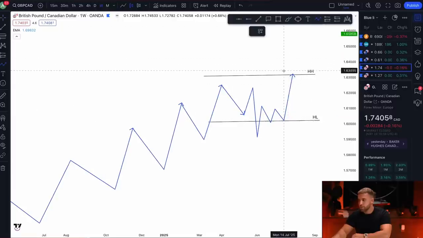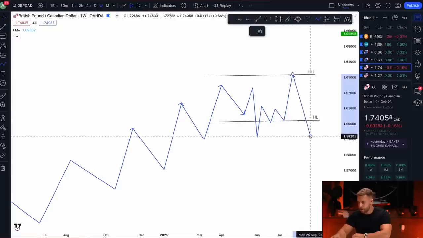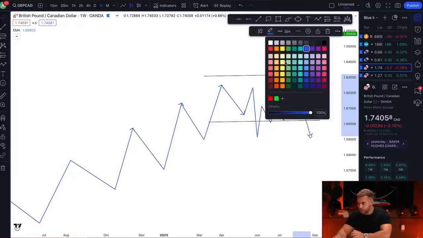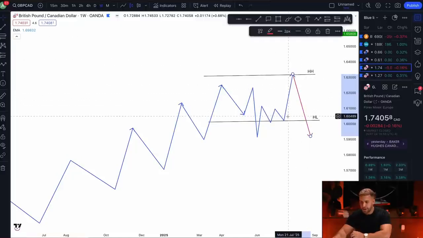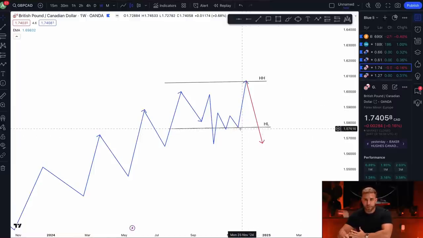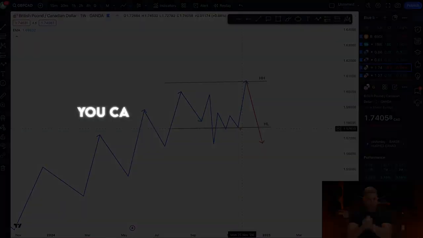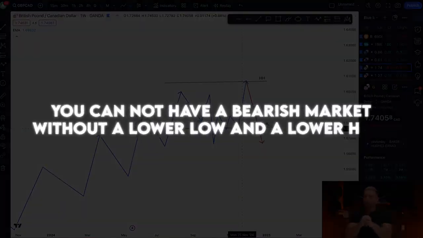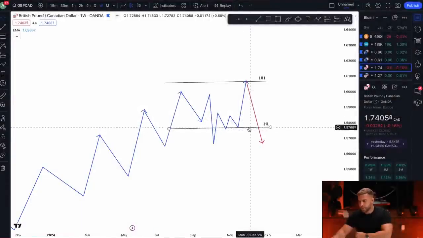Now, the moment we break under this point, this market has completely shifted to the downside because we have broken under the higher low. So the moment we body close under this higher low, now we are bearish. When we are bearish, it is mandatory to have a lower low and a lower high. You cannot have a bearish market without a lower low and a lower high. So what does that make this point right here?